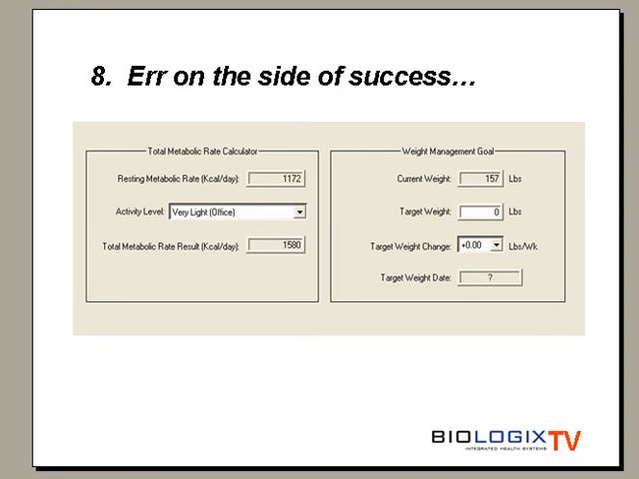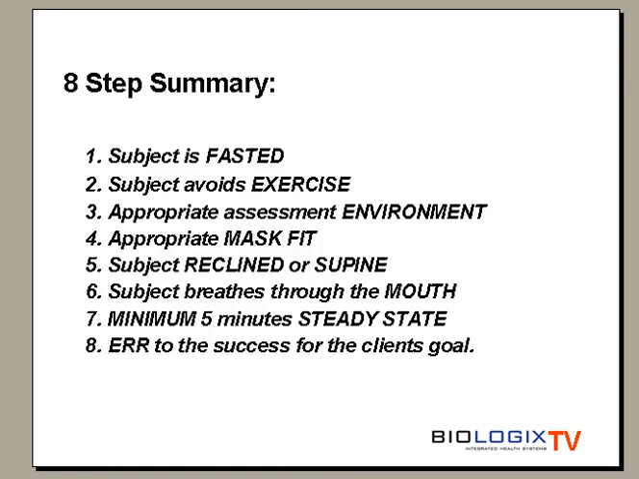In summary, the 8 steps. Make sure they're fasted for 8 to 12 hours and also avoid exercise in that period. Make sure you've got a good environment to perform the test. A good mask fit. Make sure your subject is still in a reclined or supine position. Make sure they breathe through their mouth. Capture a minimum of 5 minutes of steady state information. And then use that lowest lifestyle multiplier to err on the side of success for your client.